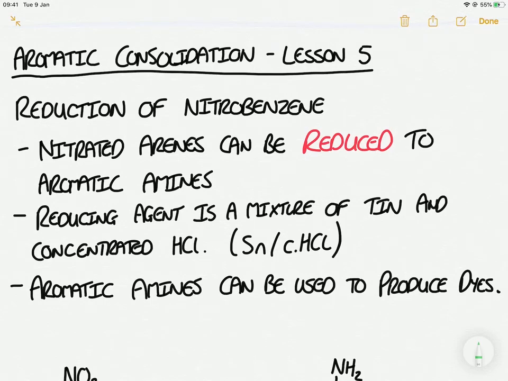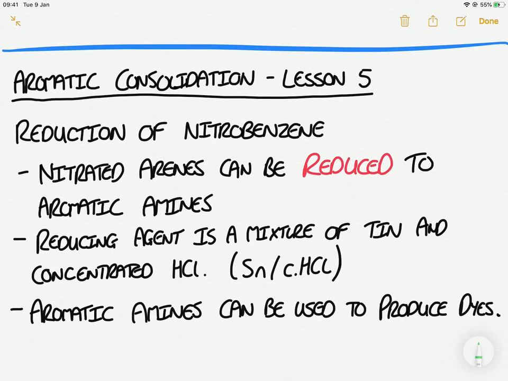Right then, so this is really kind of an odds and ends type lesson for aromatic chemistry. We've done the majority of it, but it is important, especially this bit. So when we talk about nitration of benzene, one of the things that often follows on from that, it wasn't in my previous video, is the reduction of nitrobenzene.